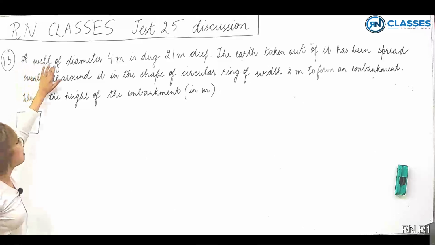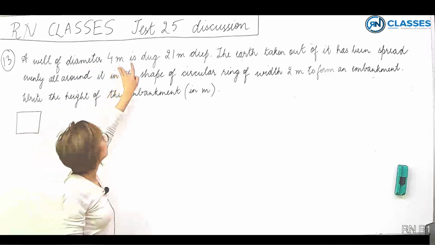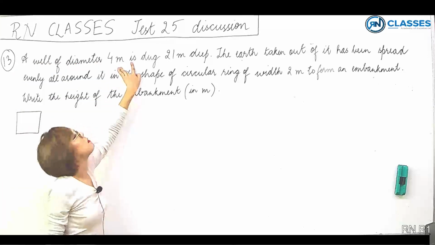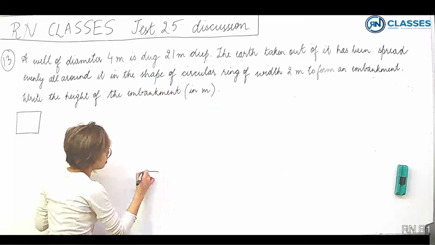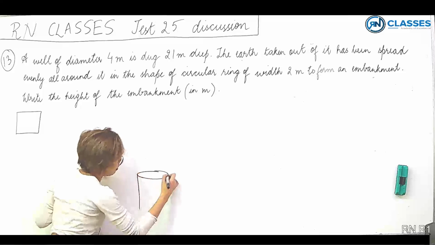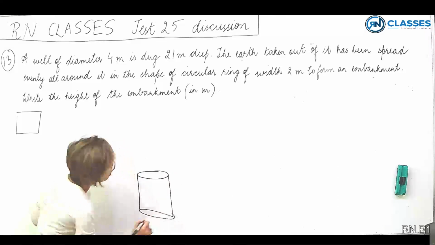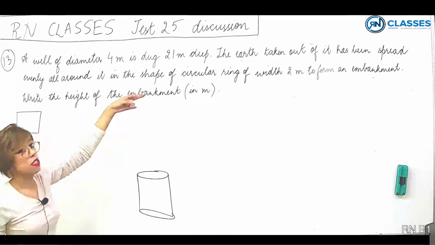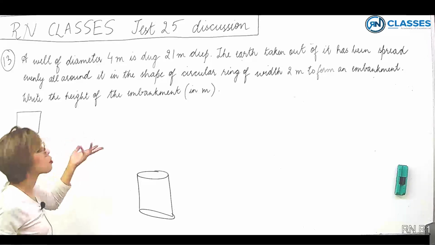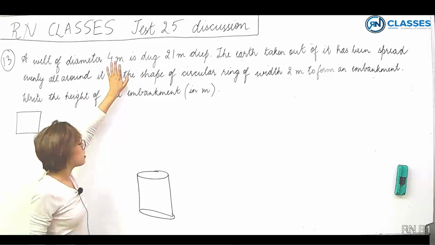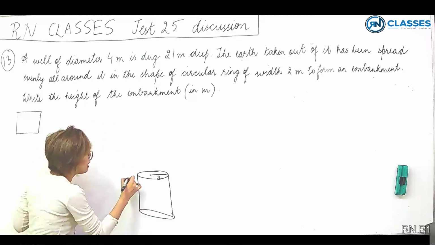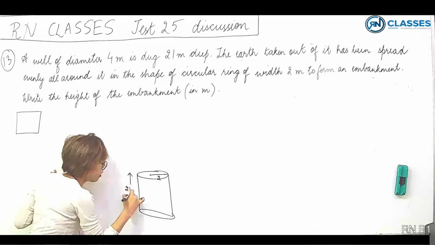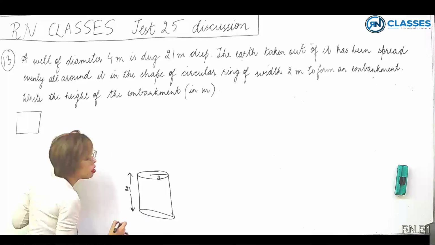Now he says a well of diameter 4 meter is 21 meter deep. Right. So we have a well. Suppose this is my well. Obviously it will be longish, because height is quite long, right? Now, diameter is 4, that means the radius is 2 meter, and height, that is 21. Right? So, this well is dug.